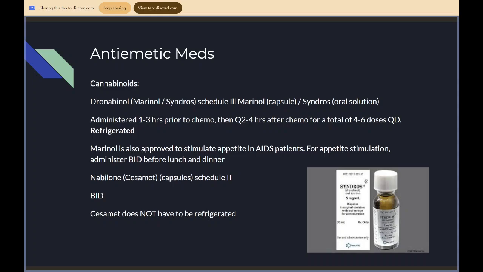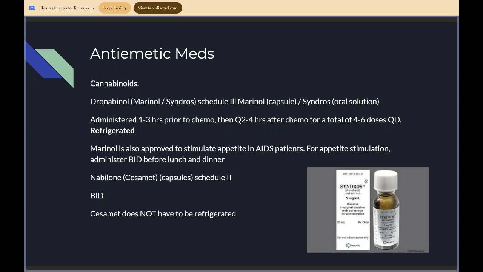All right, very good. Next, we have cannabinoids. So, dronabinol is Schedule 3, and Marinol is the capsule, and Syndros is the oral solution. It is refrigerated. 1 to 3 hours prior to chemo is when you administer it, and then 2 to 4 hours after chemo for a total of 4 to 6 doses in a day. Marinol is also approved for appetite stimulation in AIDS patients. Administer BID before lunch and dinner.